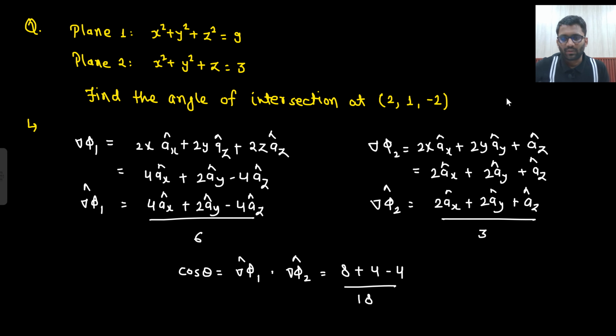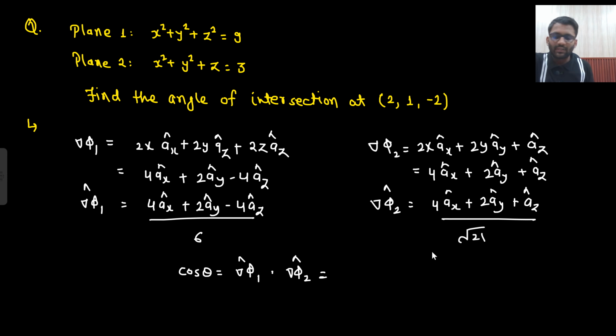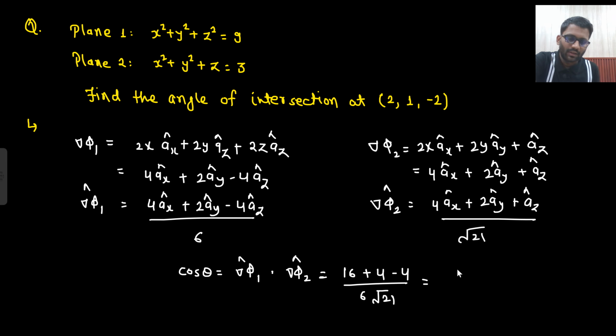Okay, let me check the calculation. 8 plus 4 minus 4. Yeah, so there was a slight error in the calculation. Here 4 would come, and this would become root 21, since 16 plus 4 plus 1 gives root 21. So this would be 16 plus 4 minus 4 divided by 6 under root 21. So you are getting 8 by 3 under root 21.